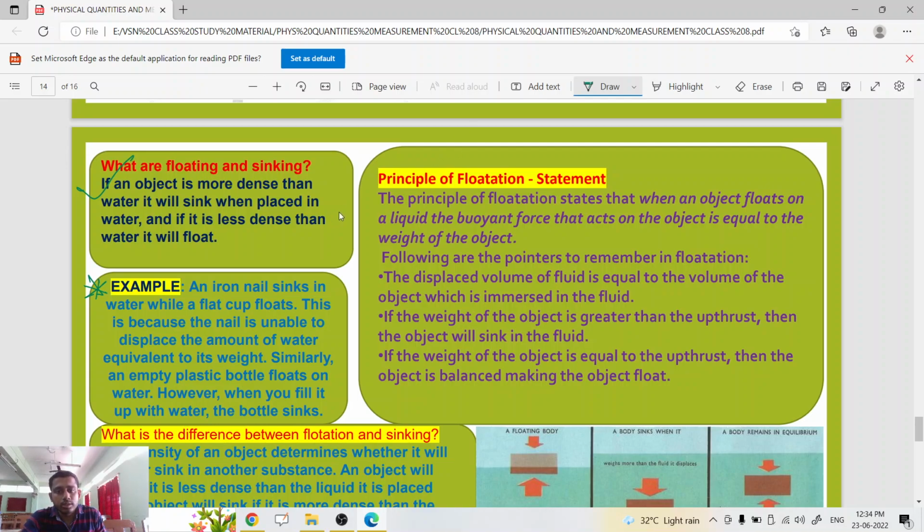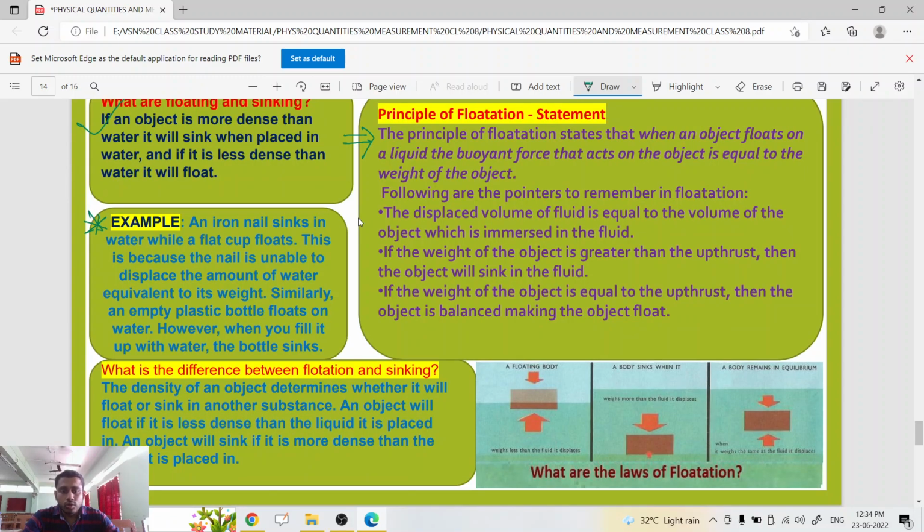Now, the principle of flotation states that when an object floats on a liquid, the buoyant force that acts on the object is equal to the weight of the object. In general, when an object wants to float on a liquid, some force acts on the body in the upward direction by the liquid. That is called buoyant force. The buoyant force that acts on the object is equal to the weight of the object.